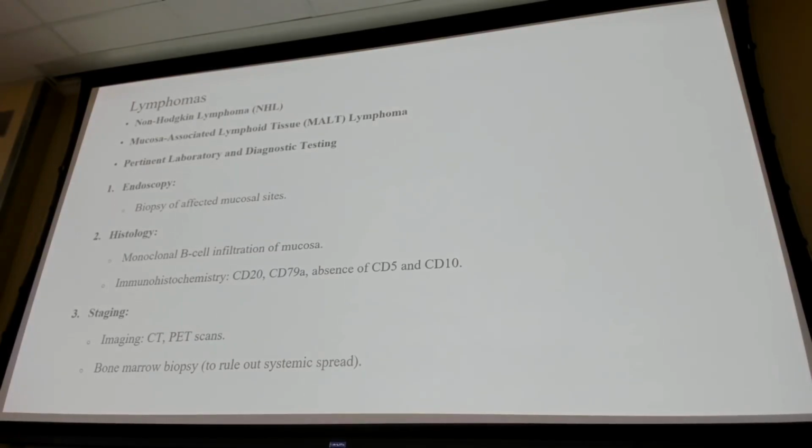How are we going to make the diagnosis? What are we going to do? Endoscopy, right? We're going to need to do a biopsy. Again, a bunch of immunochemistries that you don't need to worry about. And then PET scans and CTs for staging.